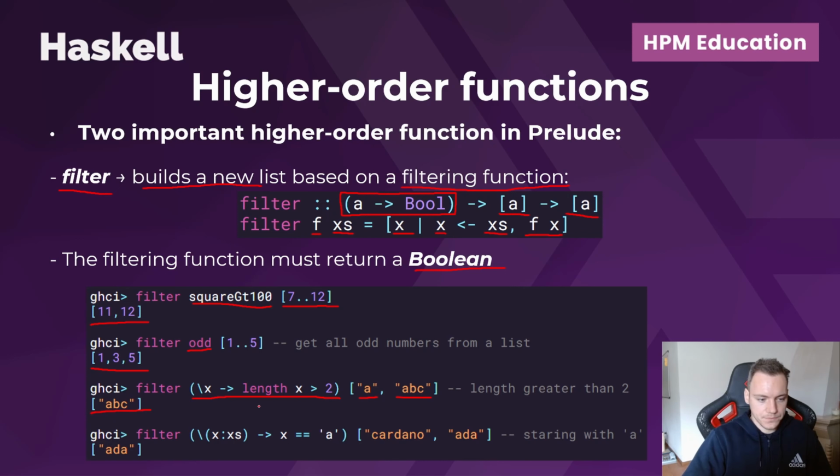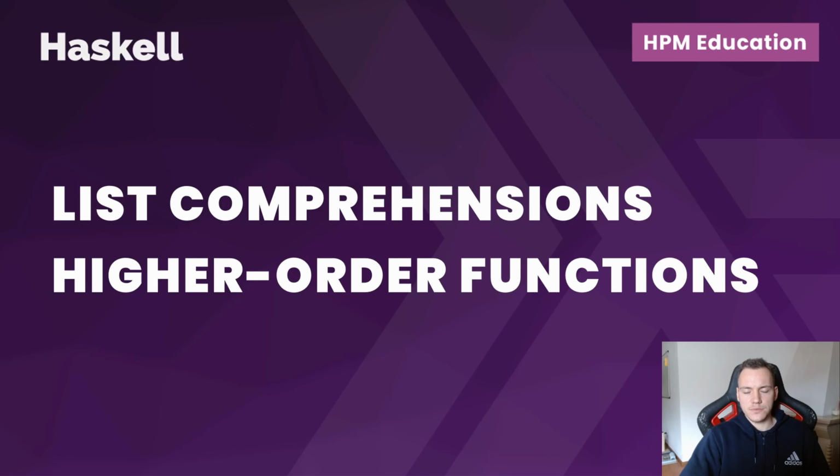Here is another example of using a lambda function and the pattern matching of xs, where we take this pattern and we say if the head of the list is equal to a, then that's the predicate, right? That's true, and if it's not, it's false. So in our Cardano ADA list, we only get back ADA in the new list because ADA starts with A and Cardano starts with C. That's the end of this presentation.